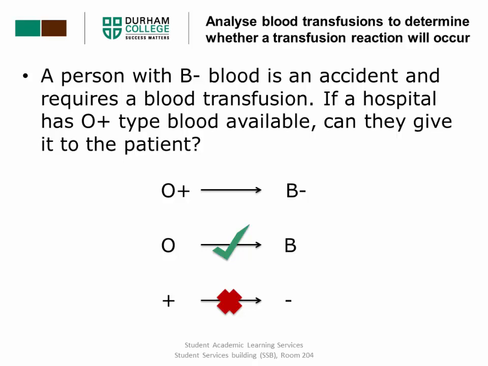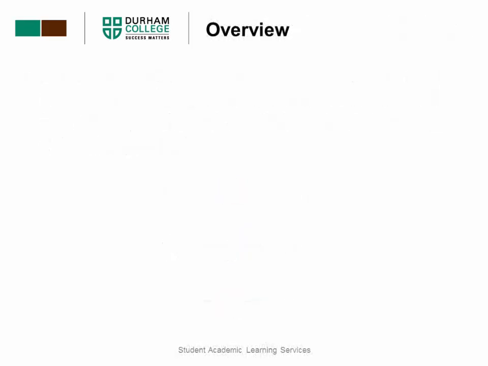Here's a situation where even though O blood can be donated to B blood, positive cannot go into negative, and therefore, overall, O positive blood cannot be donated to B negative blood.